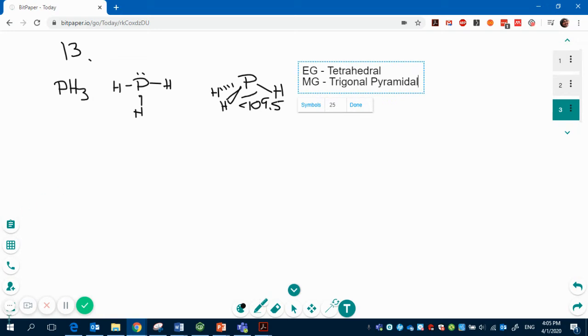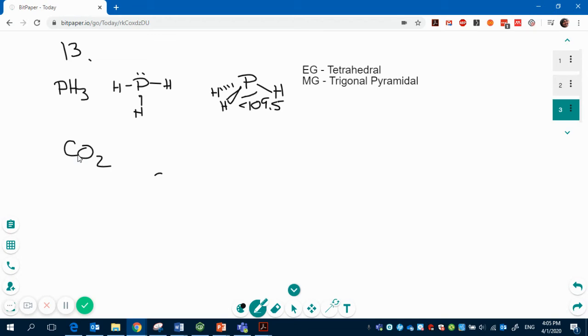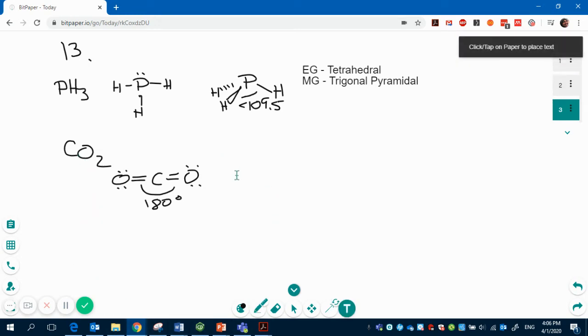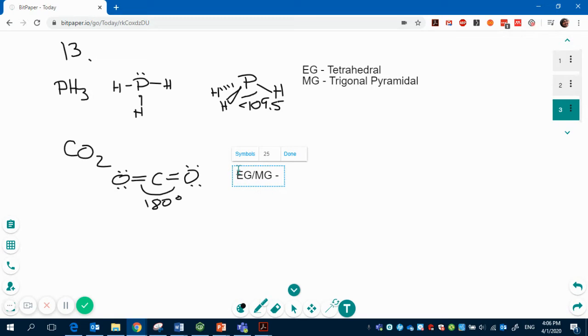Next is CO2. That one should be straightforward. CO2, which looks like this. And in fact, if we draw the Lewis diagram reasonably well, this looks exactly like what we drew before. And the bond angle is going to be 180. And the electron geometry and the molecular geometry are linear.